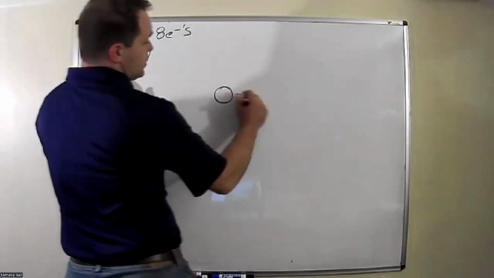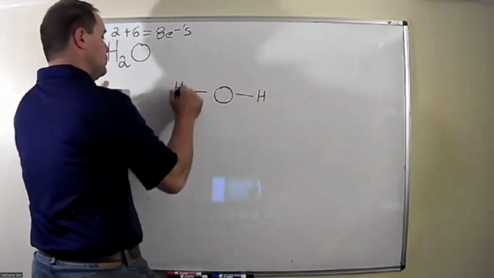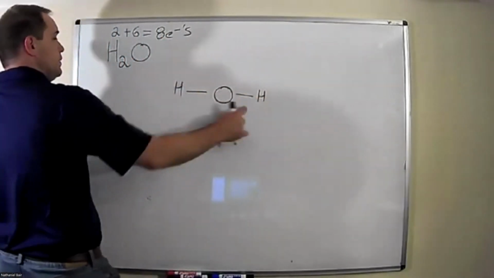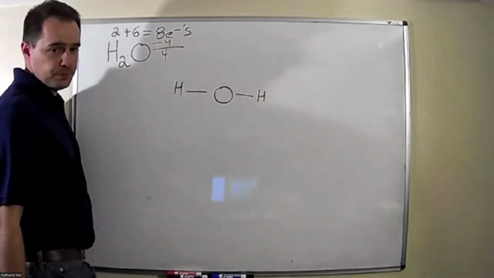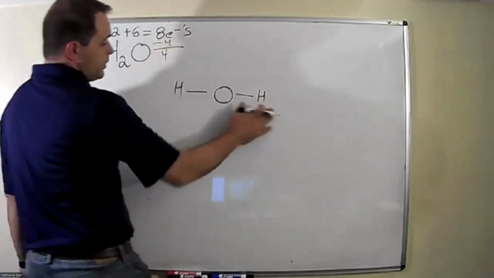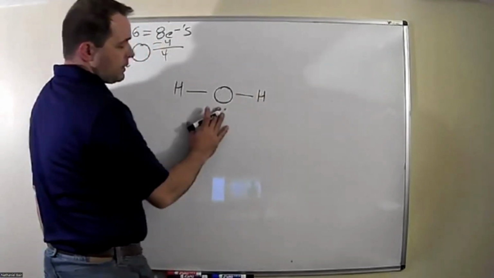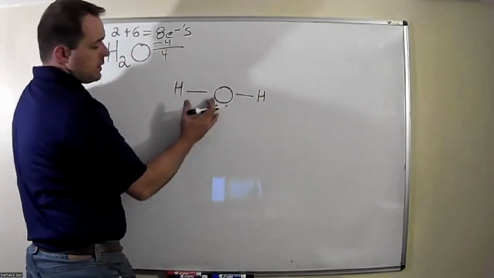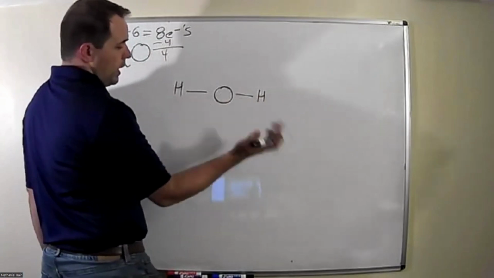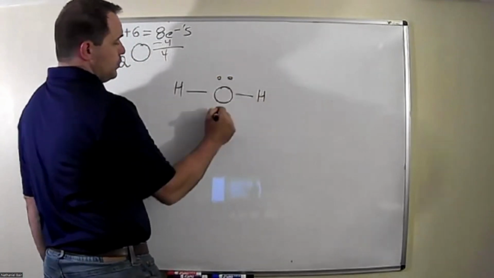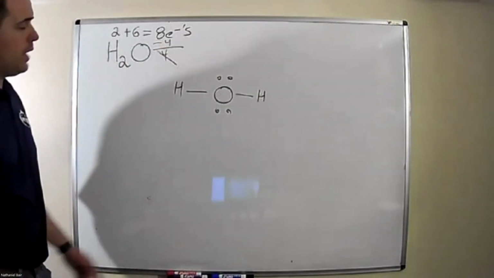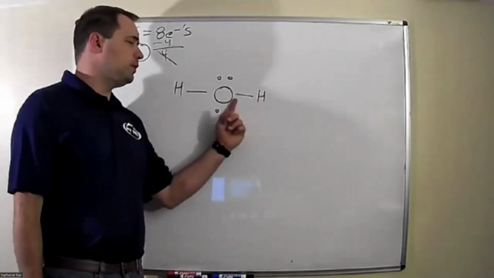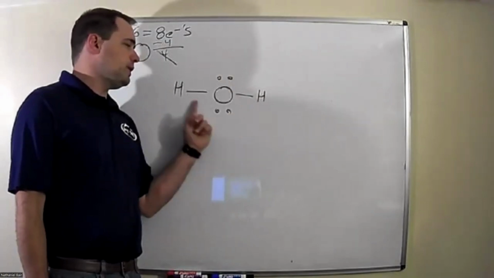We're going to have 2 hydrogens coming off of it. 1, 2. That's going to use up 4 electrons, leaves me with 4. So now the hydrogens are happy, but oxygen needs 4 more. It's got 2, 4, right? It needs 4, so 2 lone pairs, and there's my structure for water. Hydrogen is following the duet rule. Oxygen is following the octet rule.